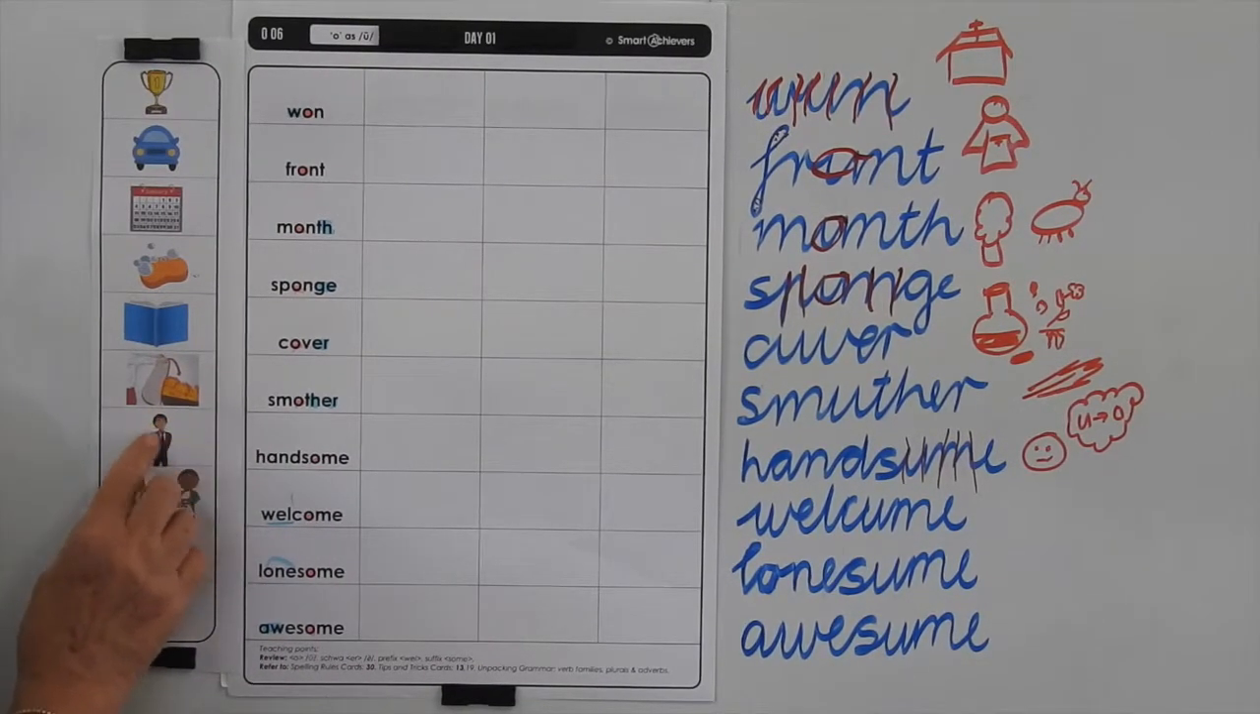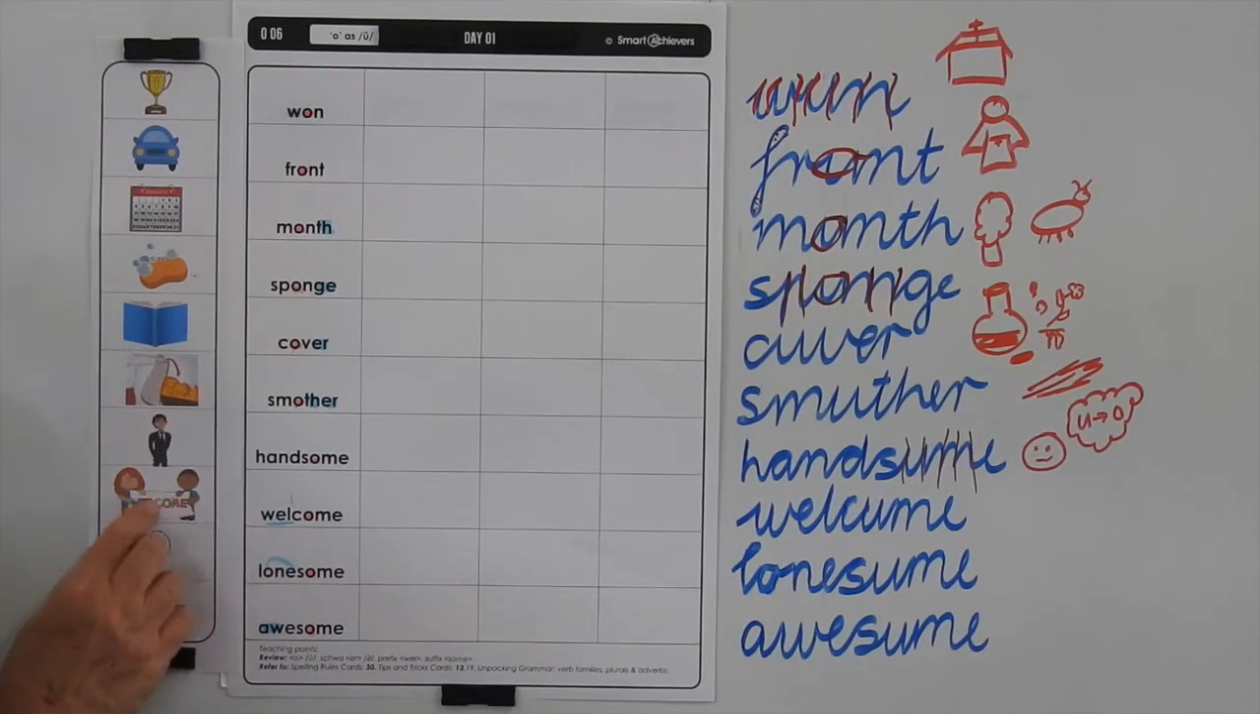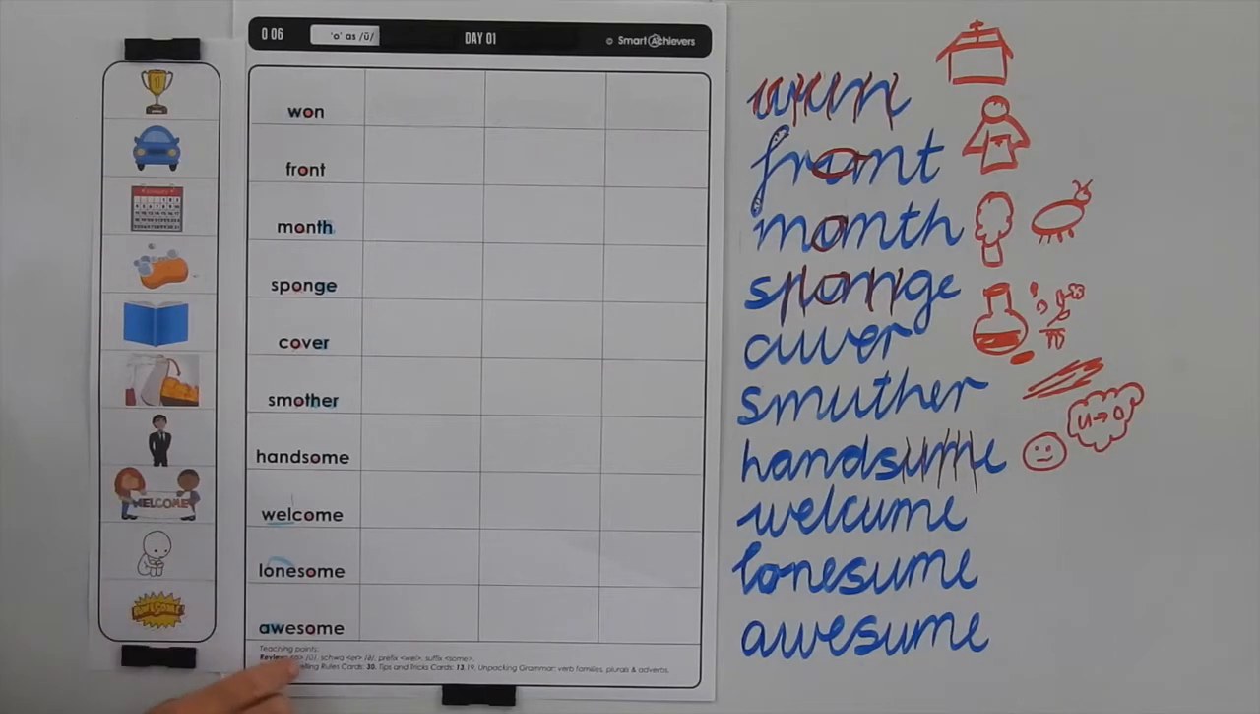very nice and polished. Welcome means where you're greeting someone, you're making them feel happy to be where they are. Lonesome means they're alone, there's only one of them, and they're feeling very lonely. Awesome means that you feel fantastic or something is fantastic. And that's become quite a common word today.